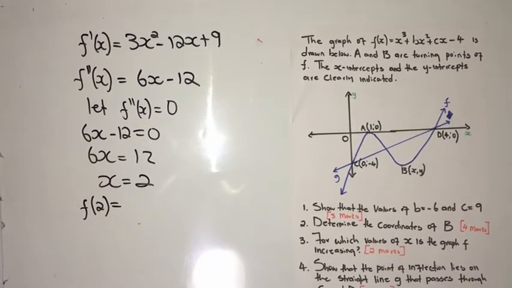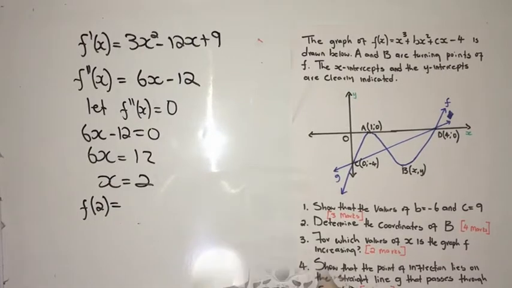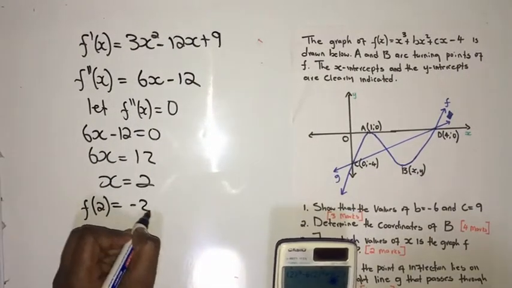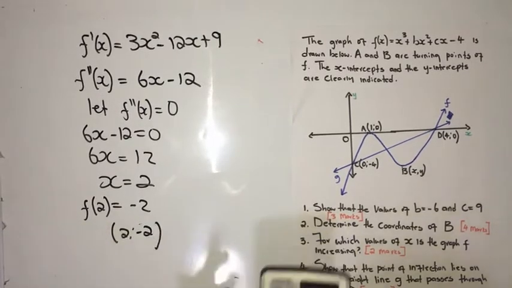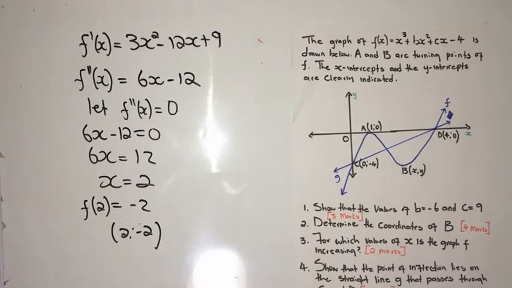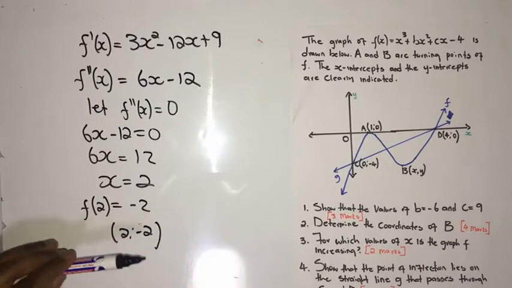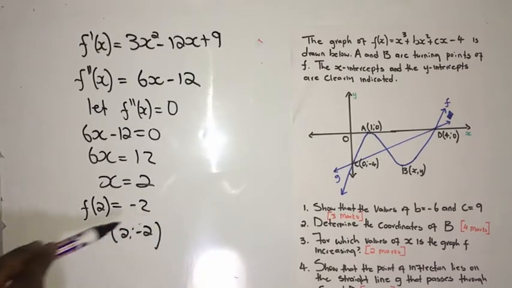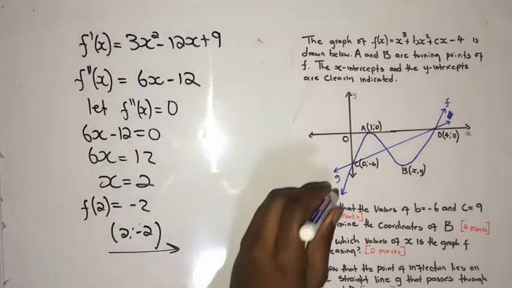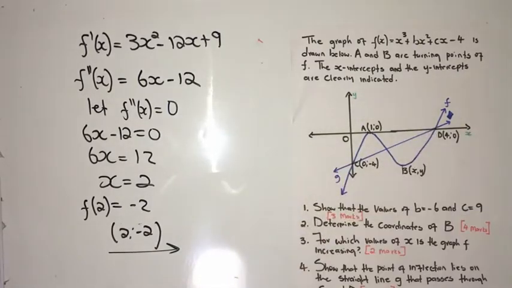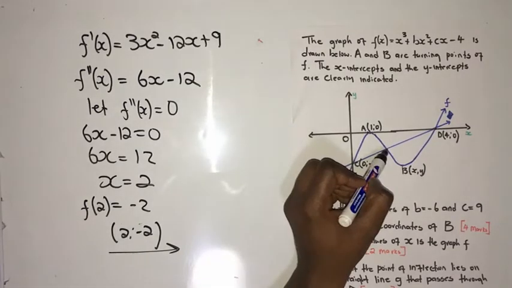You can quickly punch that into the calculator, and we're getting minus 2. So the point of inflection is actually (2, -2). We now need to show that this point lies on a straight line. There are two ways of approaching this. You can find the equation of this straight line, and when you substitute 2, you must get negative 2, because that would be where they meet.